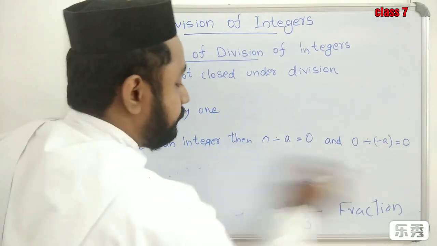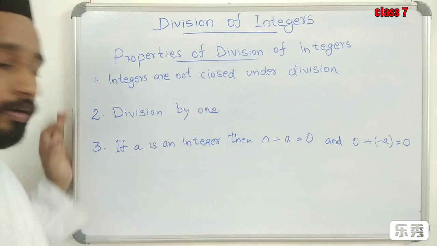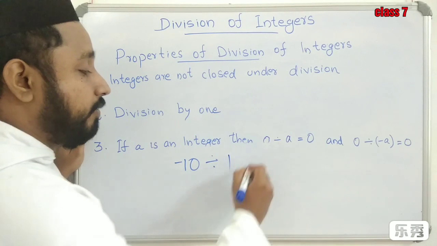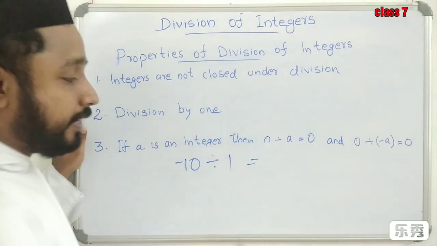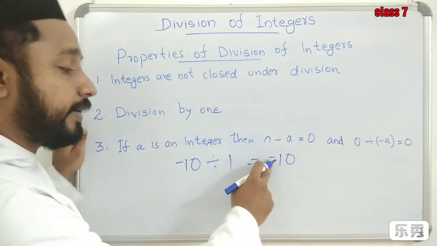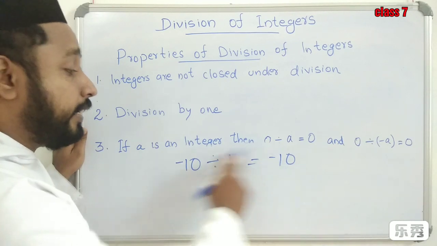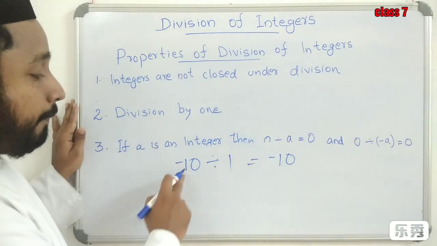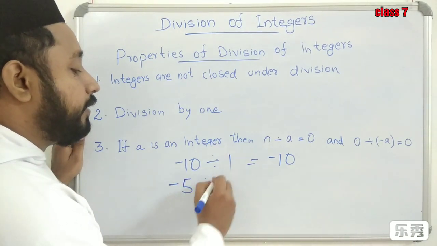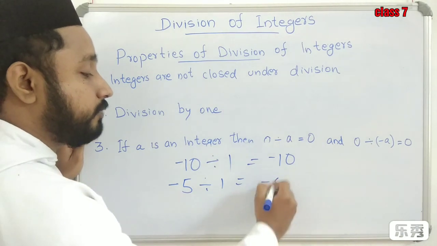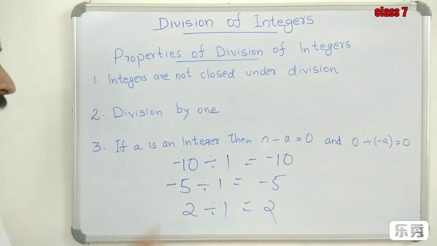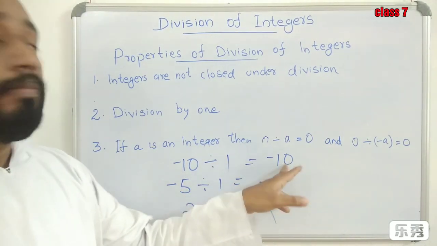Second property, division by 1. Minus 10 is an integer. We divide minus 10 by 1. What is the answer? Minus 10 divided by 1. The answer is minus 10. Isn't it? Minus 10 divided by 1, 10 divided by 1 is 10, so minus 10 divided by 1 is minus 10. Minus 5 divided by 1, what is the answer? Minus 5. 2 divided by 1, what is the answer? So when we divide by 1, we will get the same integer.